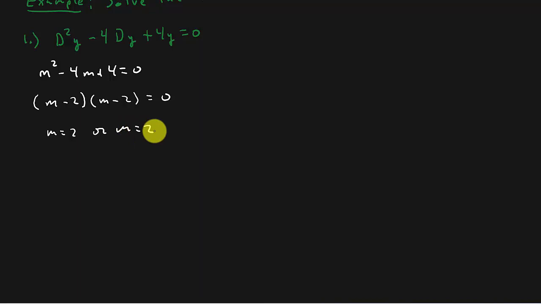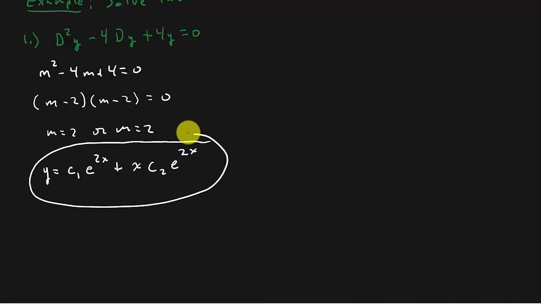And so, here's our solution. It's y equals c1 e to the m times x, so 2x, plus, and we got the repeated root, so that's x times c2 e to the 2x. And there's your solution. So, I mean, you can see it's pretty easy. It's not bad at all, is it?